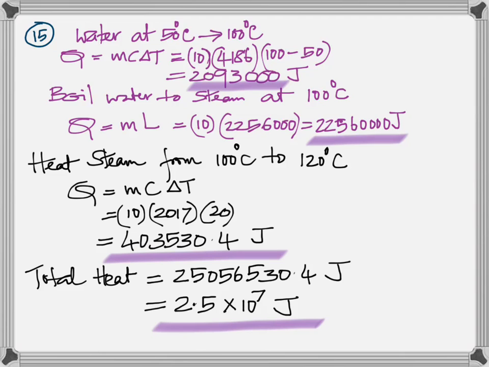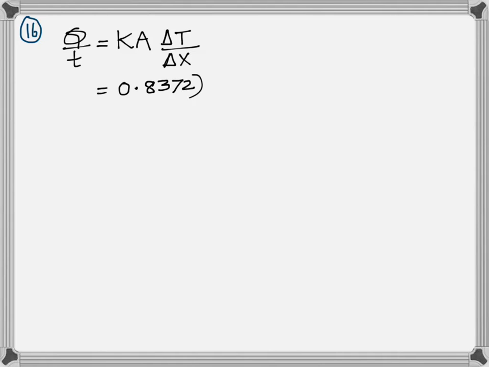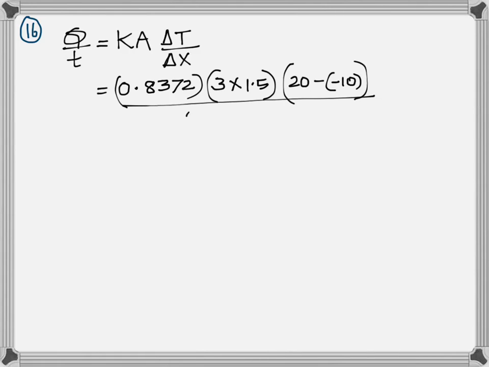We are on question 16. It's about conduction, and you have to find the quantity of heat in 1 second, because it says the rate of heat conduction. So go ahead, put the conductivity of glass, which will be given as 0.8372, and the area is length times width, 3 times 1.5.